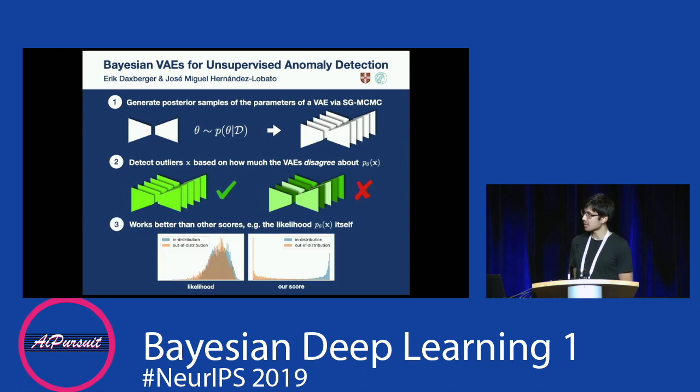So on the left side, you see the likelihood estimate, which doesn't work well because the scores overlap for in-distribution and out-of-distribution inputs. And in contrast, our score can clearly separate in-distribution from out-of-distribution inputs.